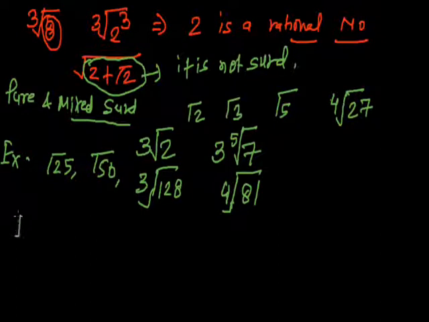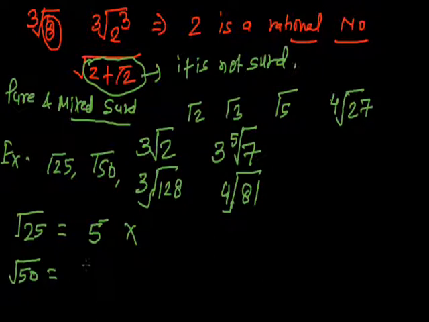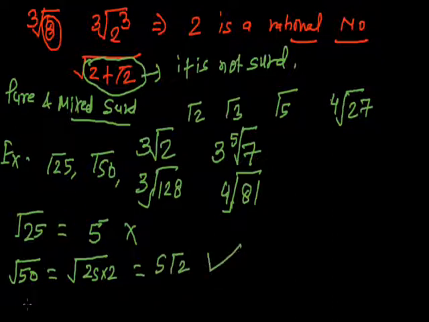I can solve √25 easily. It gives me the value 5. So 5 is a rational number, so this is not a surd. Similarly, if I solve √50, I can write it as 25 into 2, so that becomes 5√2. So this is a surd.